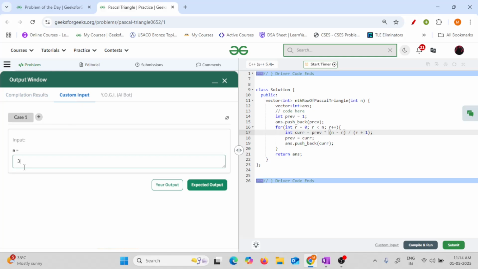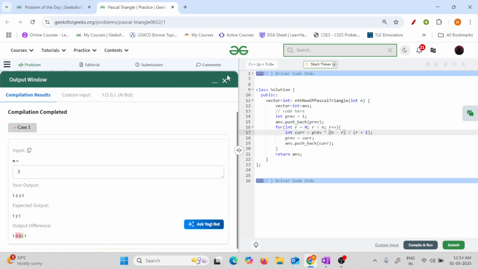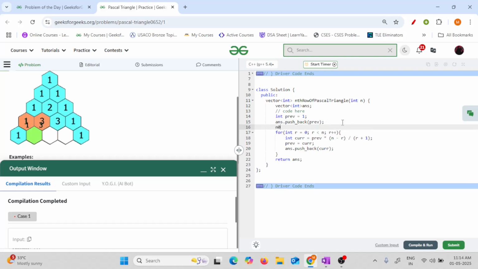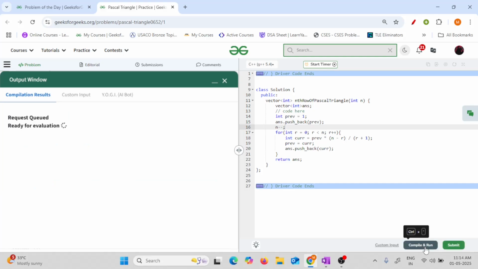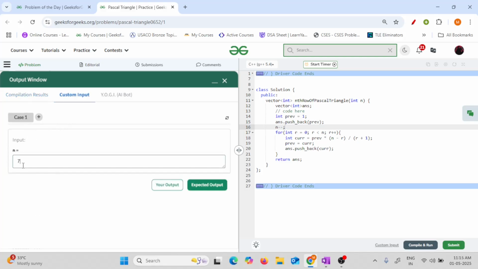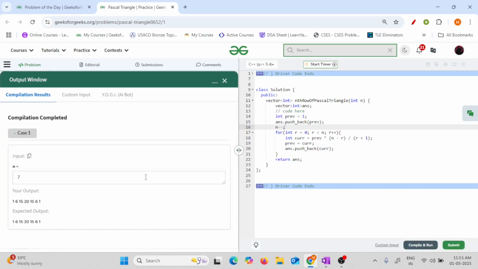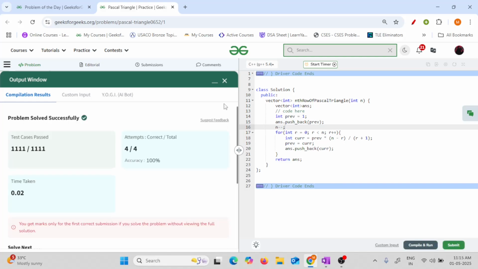For 3, the expected output is 1 4 4 1, but it is calculating 1 3 3 1. Why? Because this is the fourth line, so I have to go n minus 1 times. For that I'll use n minus minus. Yes, now this is correct. Let's see with 7. We were calculating the first row, second row, third row, so that's why it was giving the error. My bad. Okay, let's submit it. Yes, it got accepted.